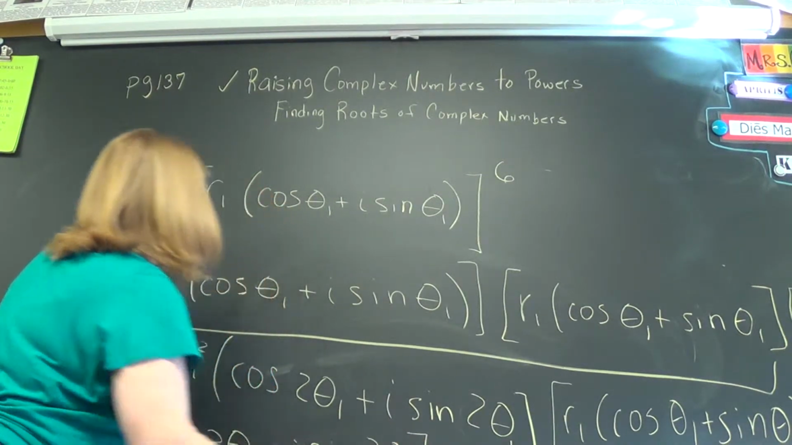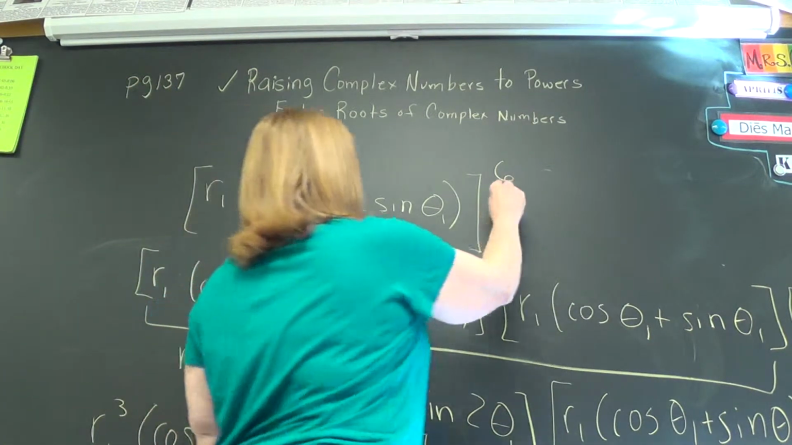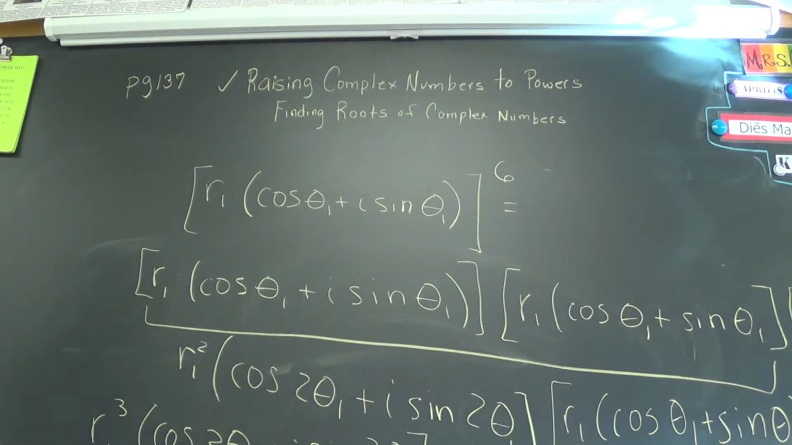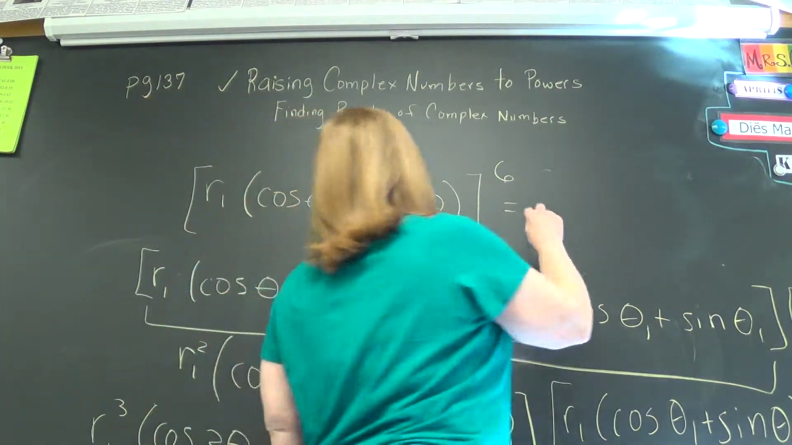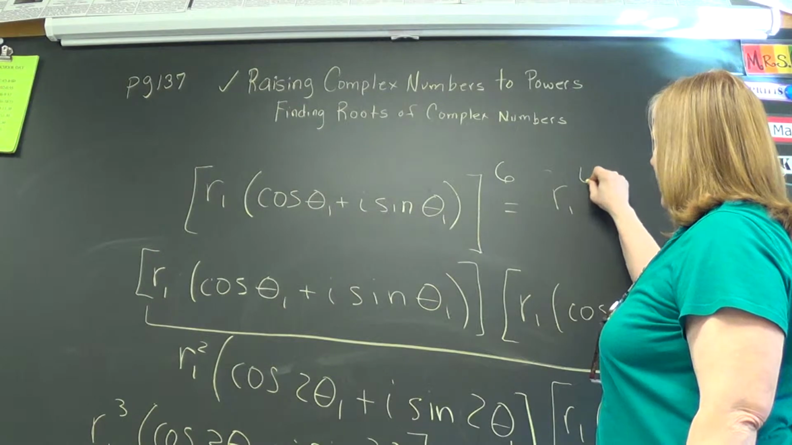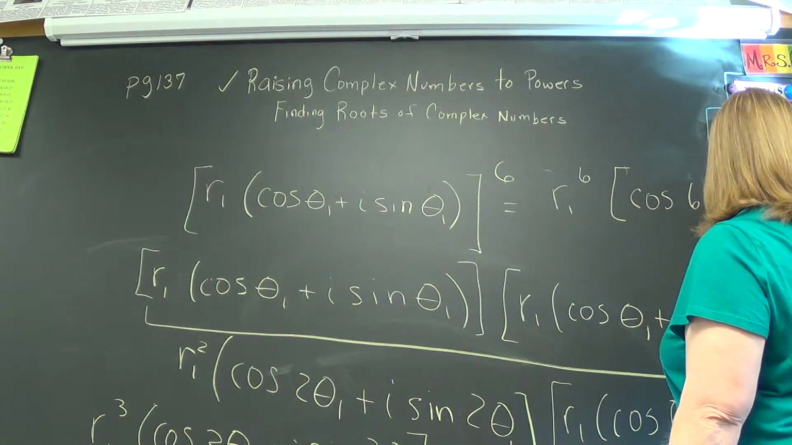All right, do you see the pattern? Bailey, tell me from what we've seen, 1 through 3, what would the final answer be, raising it to the 6th? Cosine 6, or well, what do I do with the R? R to the 6, right? Cosine 6 theta plus i sine 6 theta.